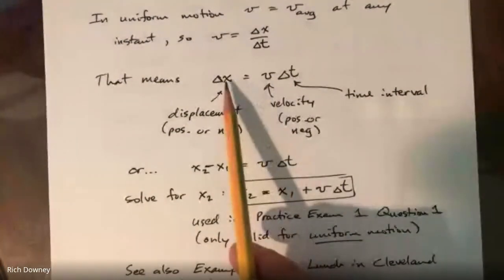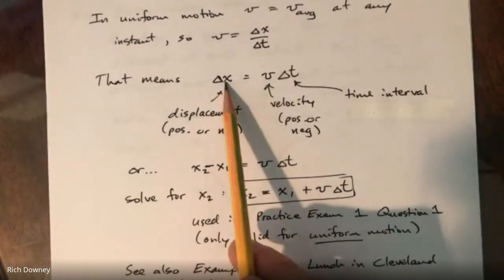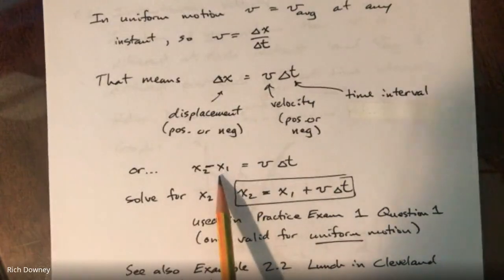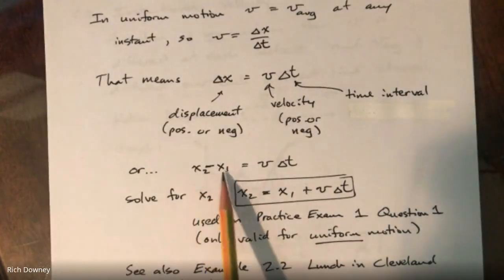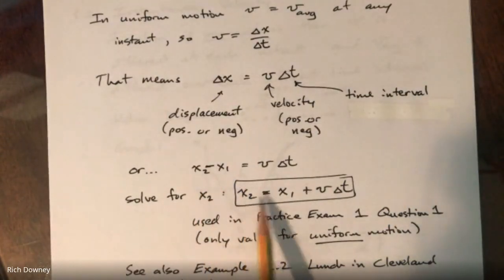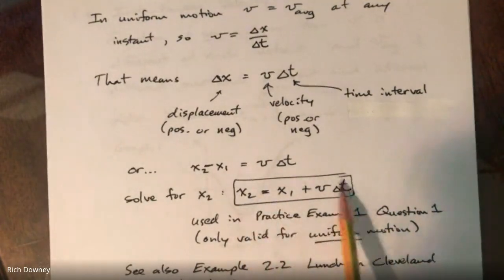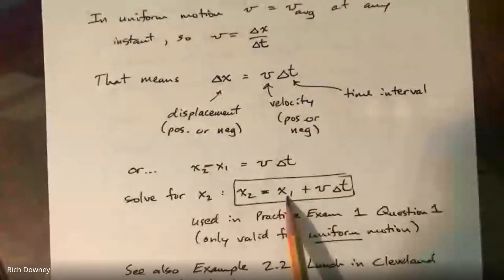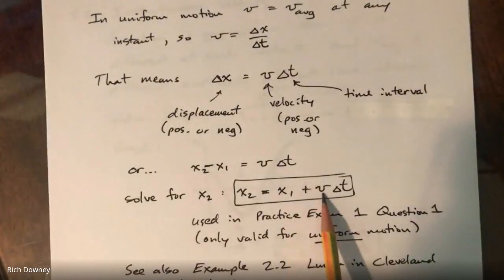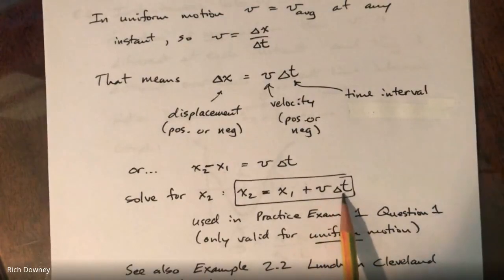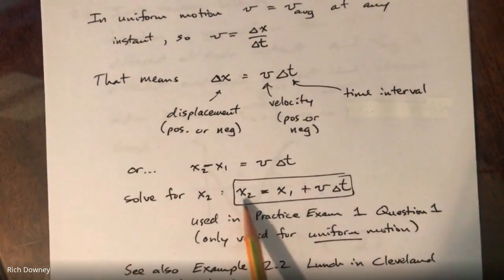And continuing on with this, the delta x is actually the final x minus the initial x, or we could say x2 minus x1. And then if we solve that for x2, how do we do that? We add x1 to both sides, and so x2 is equal to x1 plus v delta t. So now this tells me, if I know where I started, and I know how fast I was going, including the sign here in the velocity, and I know how long I went, then I'll be able to know where I ended up at the end of that time interval.